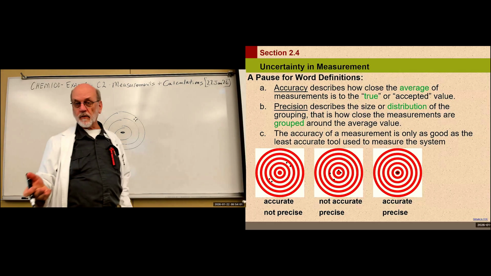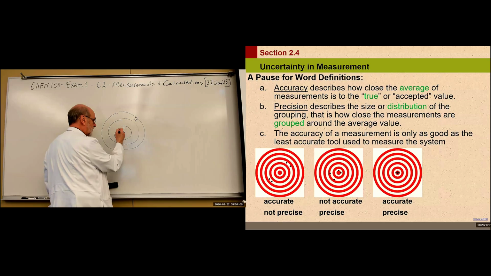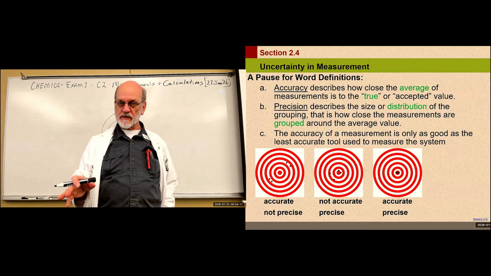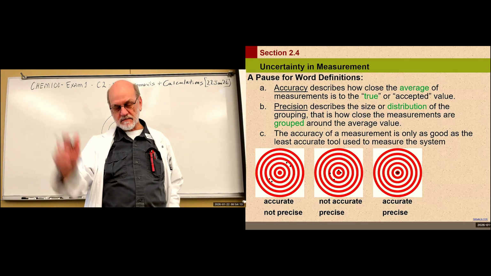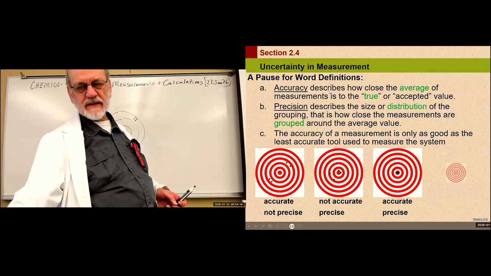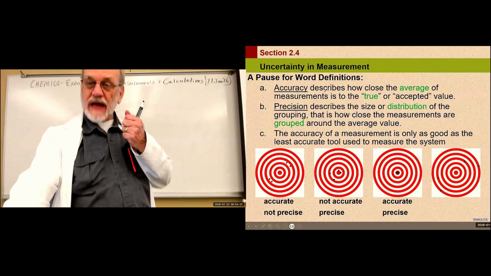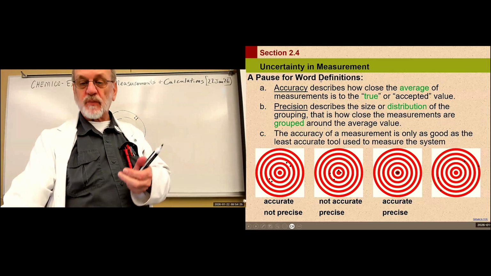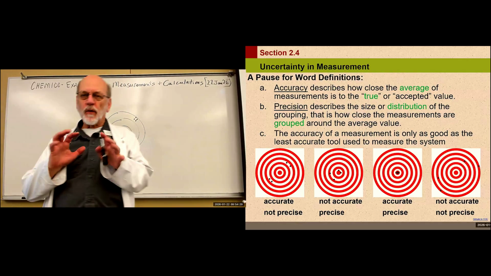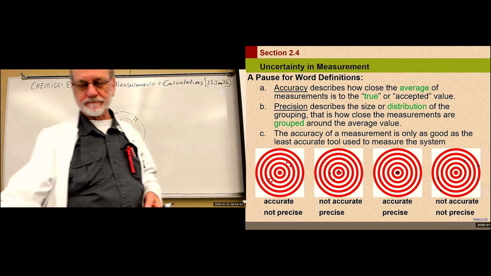And then you fire 3 or 4 more shots and see where they land. If they land here, then you've done your duty, your scope is sighted in, and you can go hunt your deer. This last one does not give you an average value on the bullseye, and it's a widespread. This is both not accurate and not precise. So those are the 4 possibilities for any group of measurements.